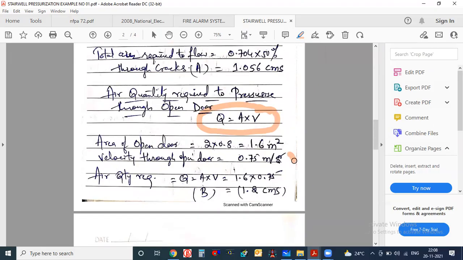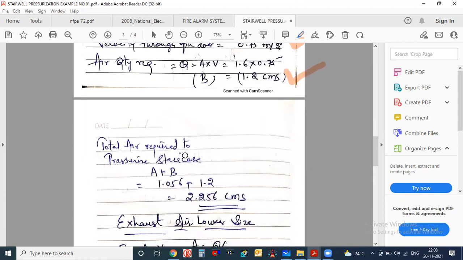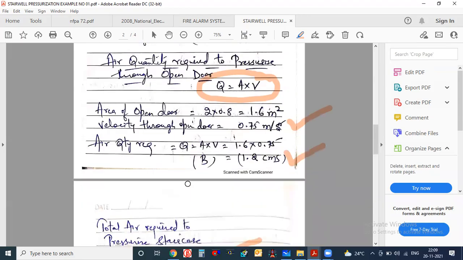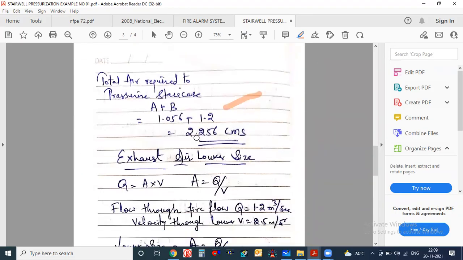Velocity through open door they have maintained, consider 0.75. Air quantity required, Q is equal to A into V. Simple, just multiply area with velocity, 1.2 cms. Total air required to pressurize staircase, just add these two values. This is B, this is A. 1.05 plus 1.2. This is the value you got, 2.256. So here you are supplying this much air with positive pressure.